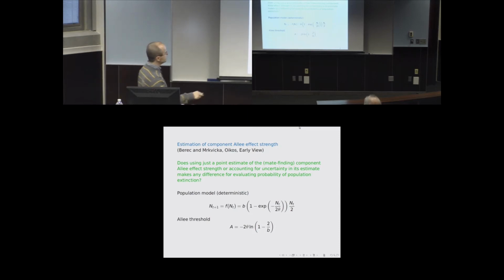So to be more specific, we assume that the population is driven by this equation. Again, we have no density dependence at large densities, but we have a mate-finding Allee effect in it. This is just a different formalization of the mate-finding Allee effect, so that the lower is n, the lower is this value, so that b, the reproduction term, becomes very low when the population is very low. The Allee threshold derived from this equation is just this one.